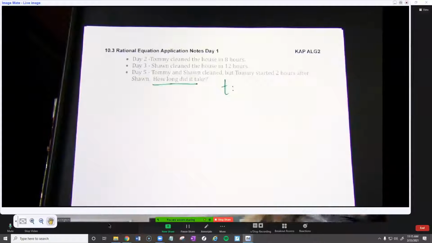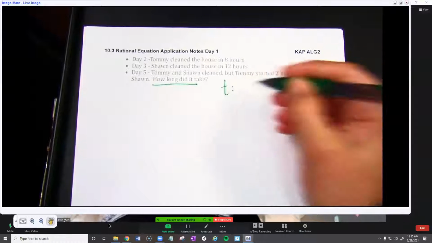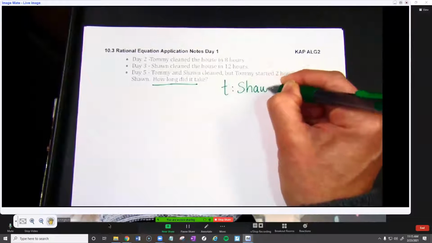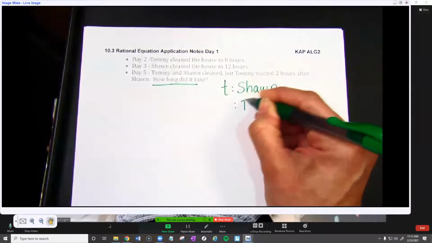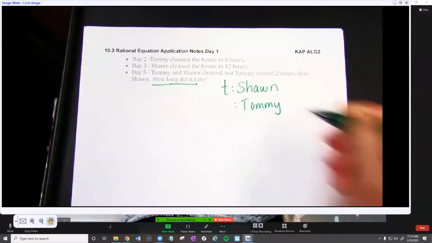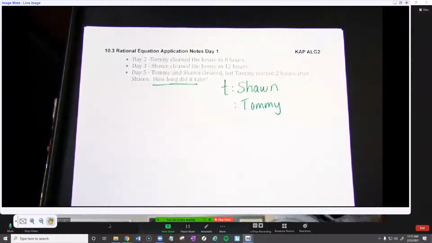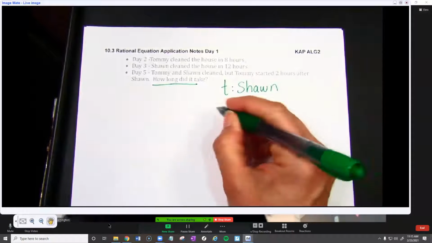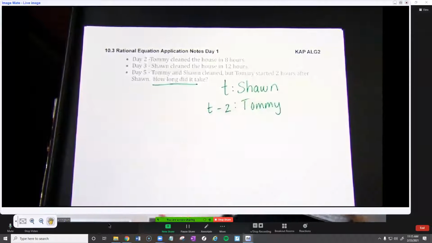But are they going to have the same amount of time? No, they're not. So let's let regular T be Sean. What's going to be Tommy? T plus 2? Yeah, T minus 2. So if Sean worked 20 hours, Tommy worked 18. If Sean worked 30 hours, Tommy would do 28. So yeah, that makes sense because he started 2 hours later.